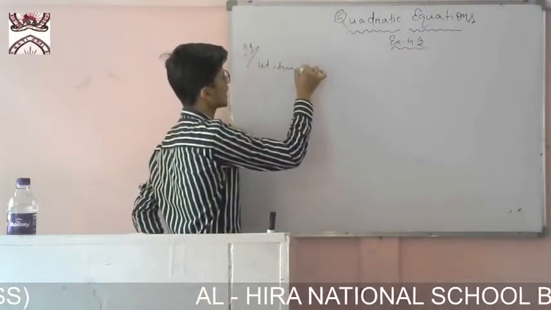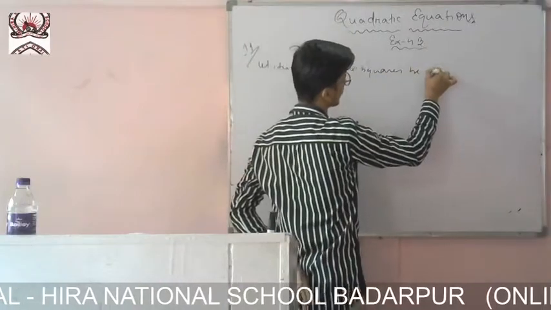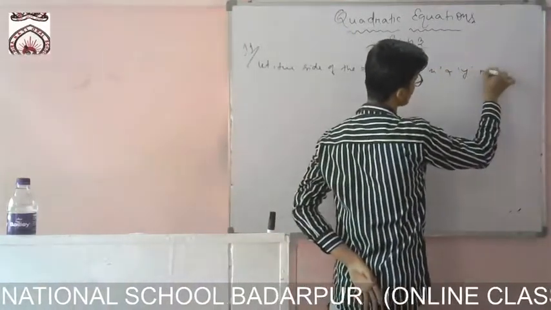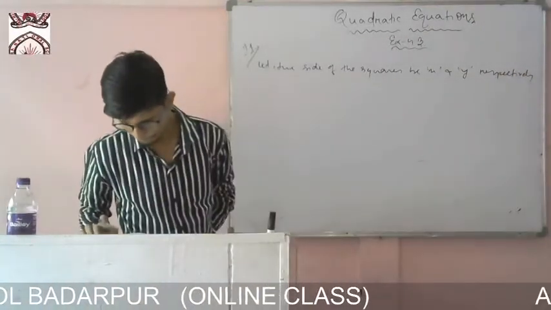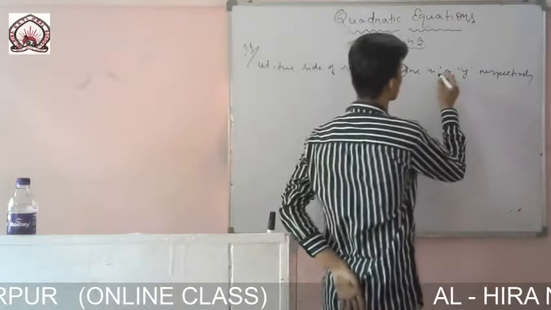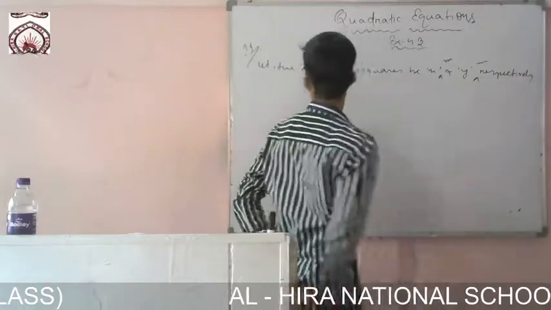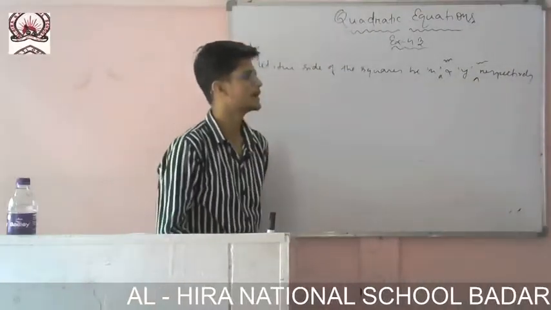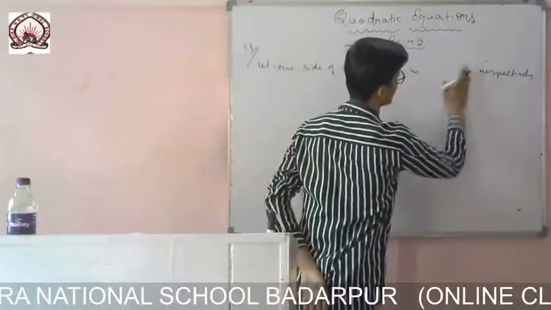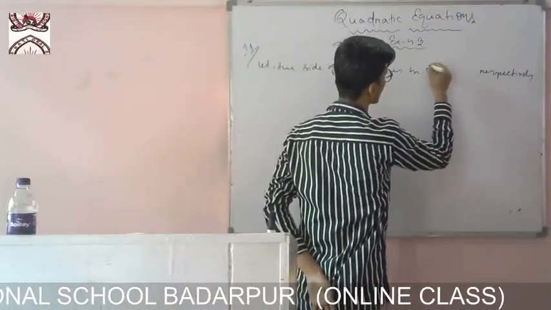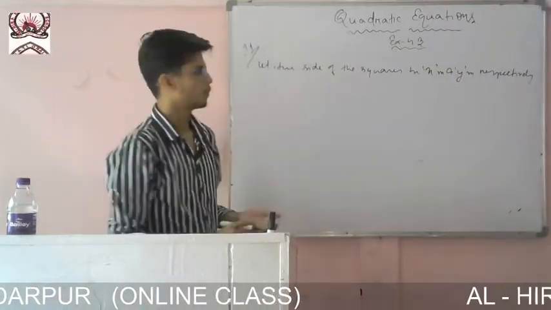Let the sides of the squares be x and y respectively. Is there any unit given? Yes, meter is there, so you write it x meter and y meter respectively, so it will be nicer. Let the side of the square be x meter and y meter respectively. Okay, now what is given in the question?